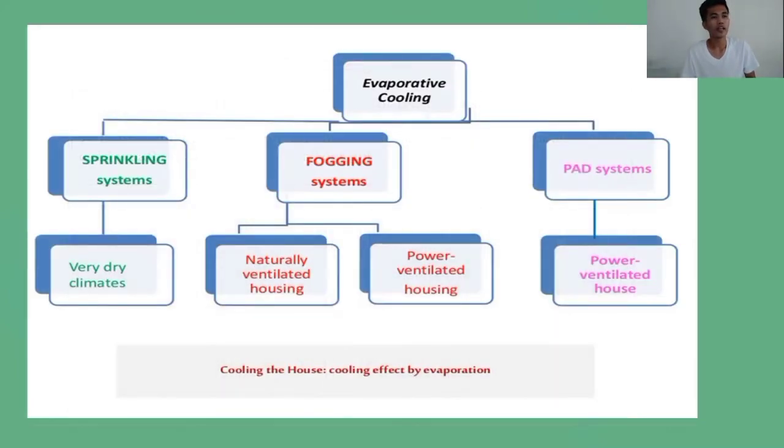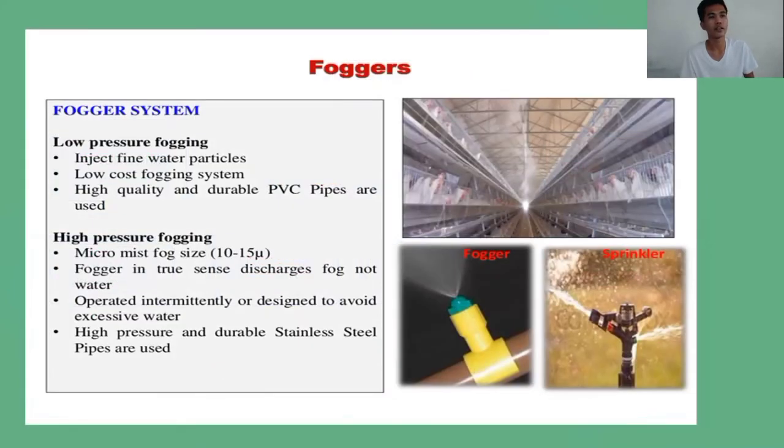Evaporative cooling. Under evaporative cooling are the sprinkling systems, fogging systems, and pad systems. Sprinkling systems are used for very dry climates. Fogging systems are used for naturally ventilated housing and power ventilated housing, while pad systems are used for power ventilated houses. Foggers. Under the fogger system are the low pressure fogging and high pressure fogging.